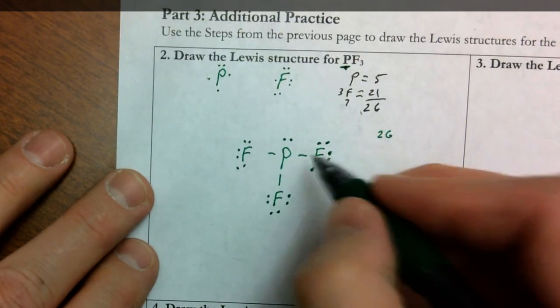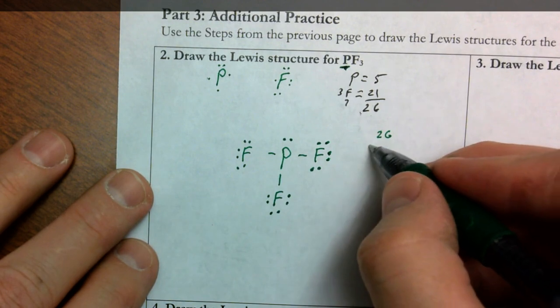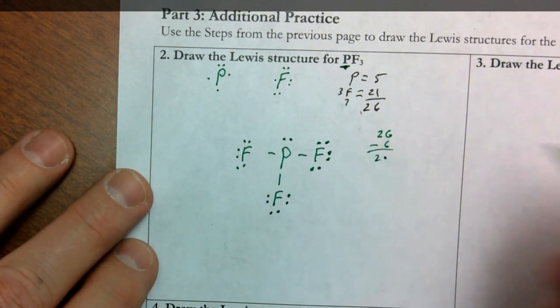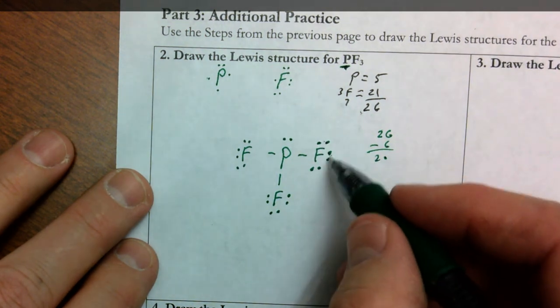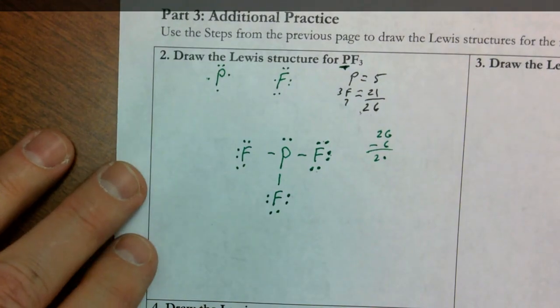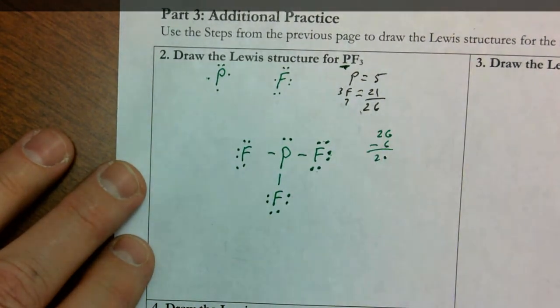or you can do it this way: 26, and you've got 3 pairs that are bonding. So we're going to subtract 6 total. I'm sorry, 3 pairs that are bonding. And so you have to place 20 on there. So 2, 4, 6, 8, 10, 12, 14, 16, 18, 20. That works too. Okay. Either way, I just think it's faster to count up from 0.